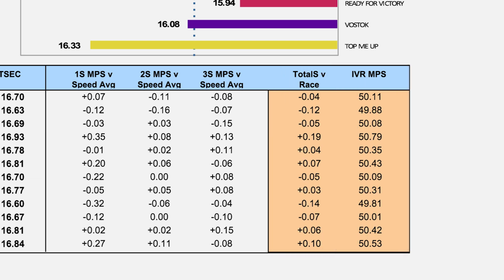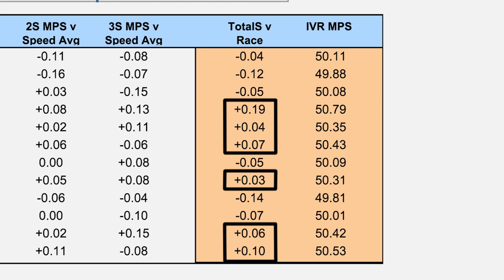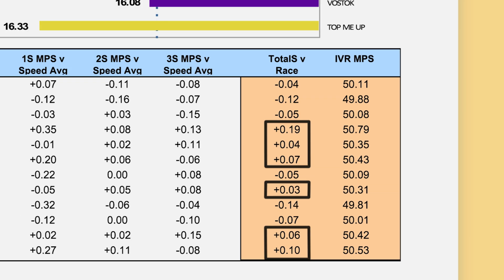And so we're looking for horses that have got positive numbers in variance in the right-hand column? Generally speaking, we are. If they've got a positive in the end box there, that's already an advantage.